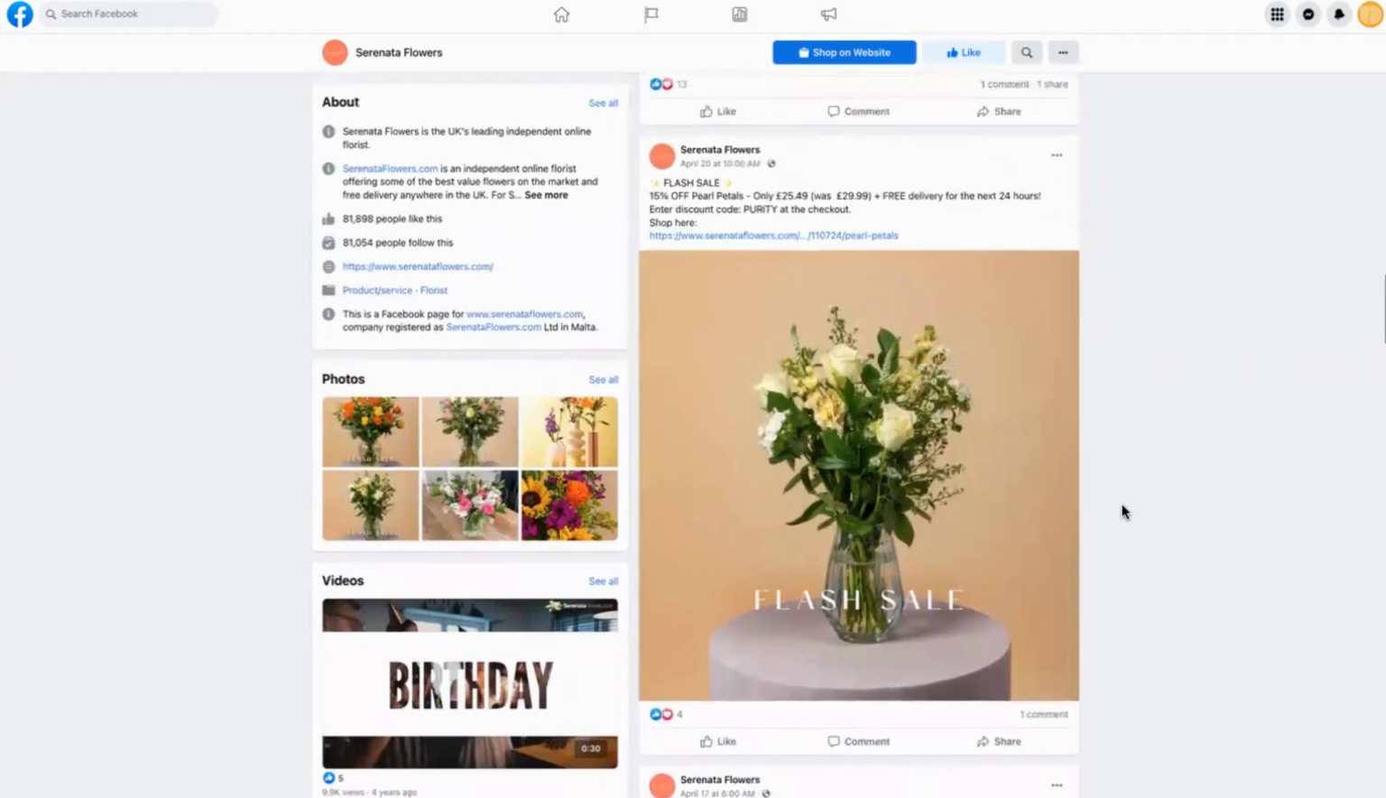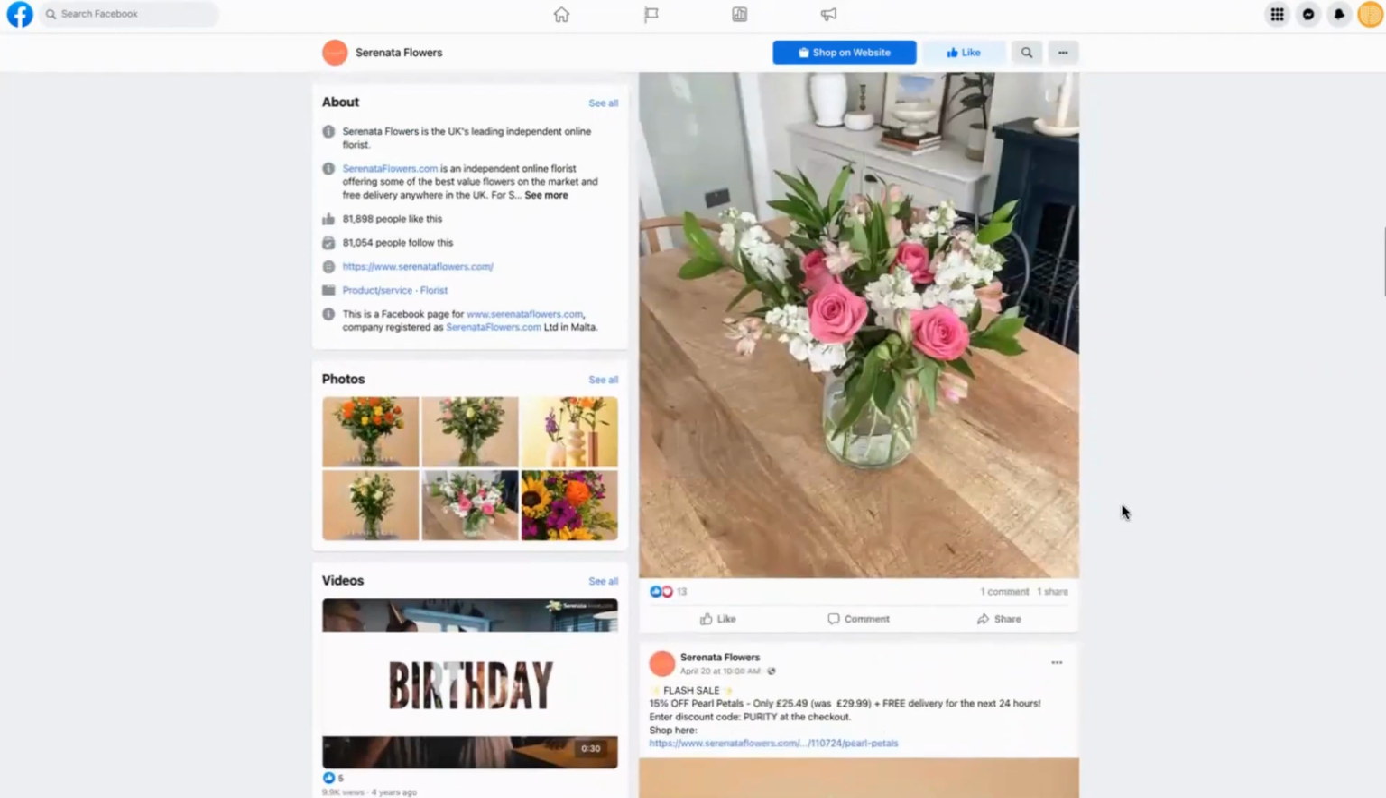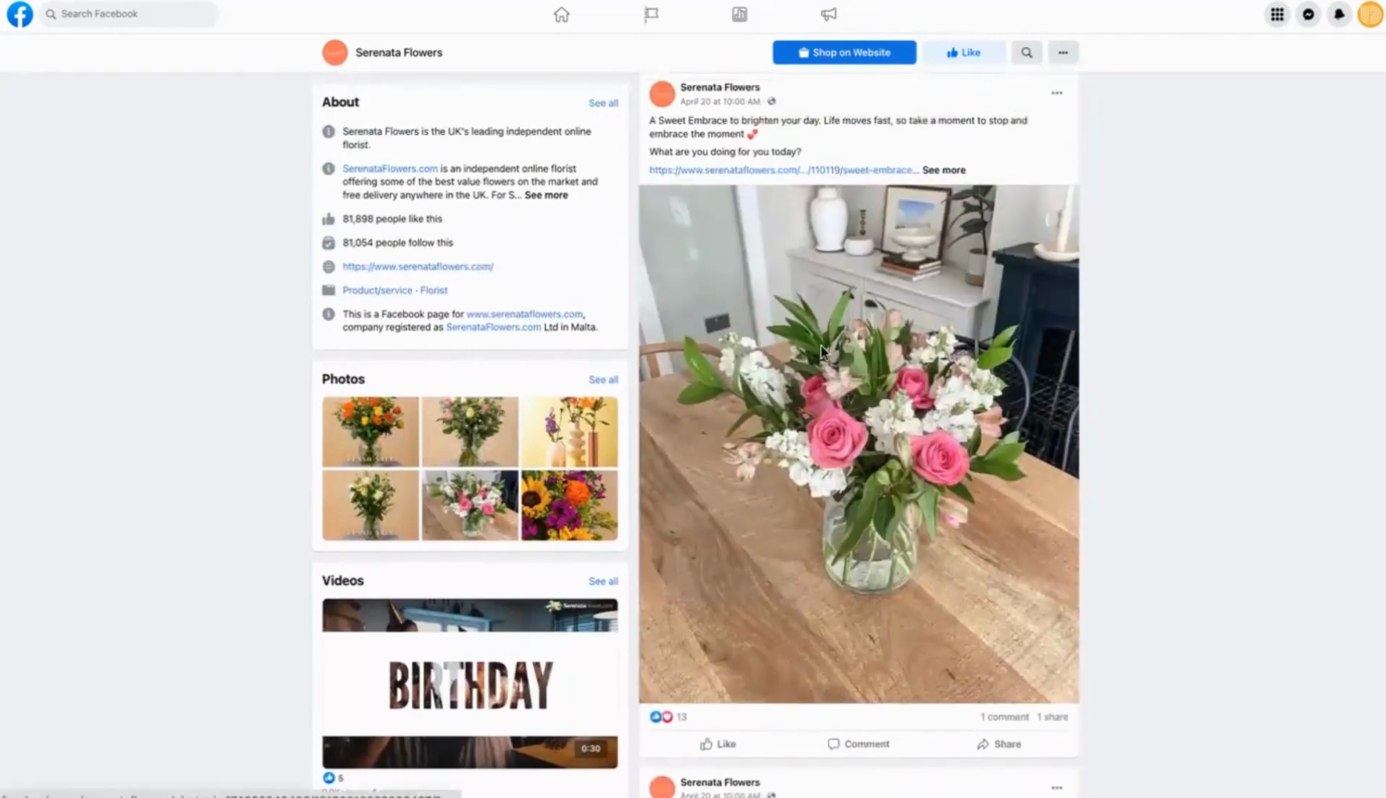So one of the things that they did here, which actually got them more engagement than quite a lot of their posts, was they reshared an image of flowers that were delivered to a client. So it was actually taken by the client, shown on their table, looking all beautiful. You can see, like it's a lovely house in the background, and it shows how beautiful the flowers would be in real life. And here you can see a sweet embrace to brighten your day.